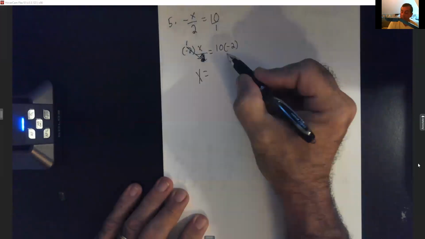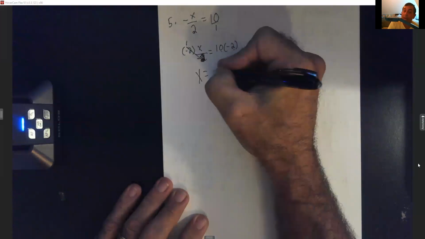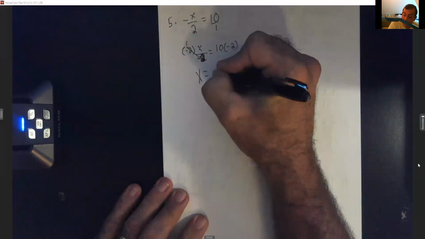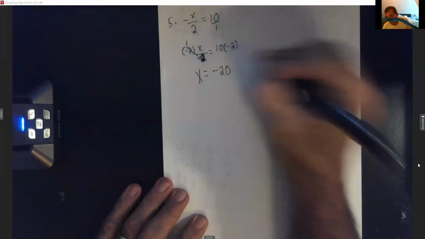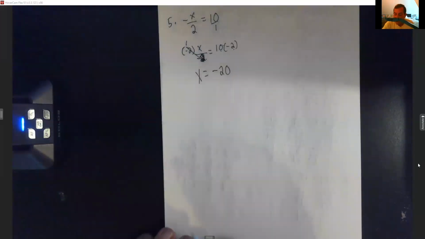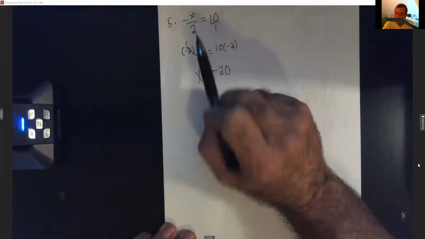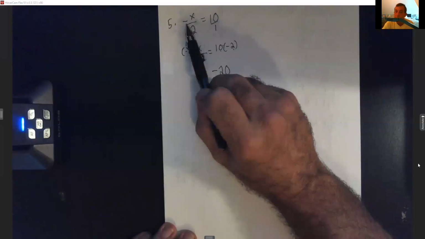The -2's cancel, making that a 1. So you got a 1x. And then over here, 10 times -2, you're multiplying unlike signs, so make that a negative. And then 10 times 2 is 20. So notice, if they're dividing, you multiply. And you got to multiply by a negative if your number is negative over here, okay?